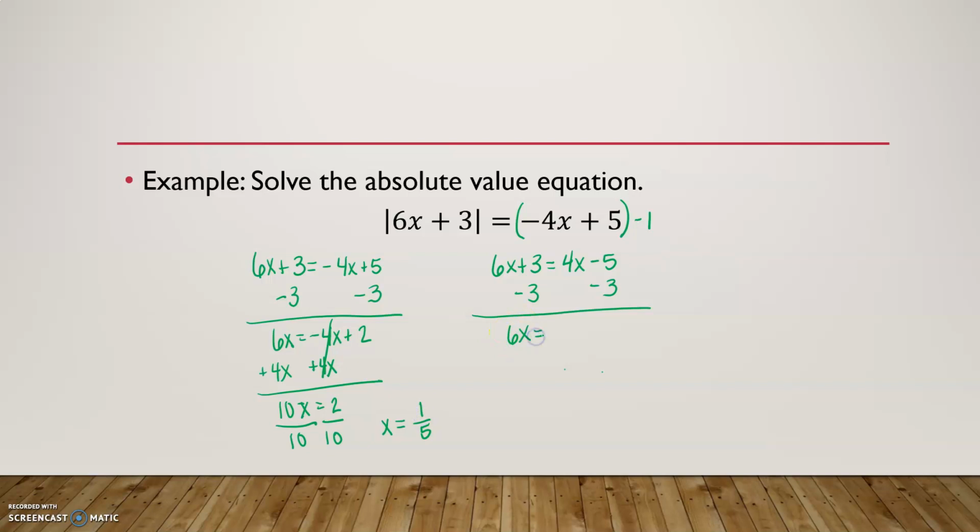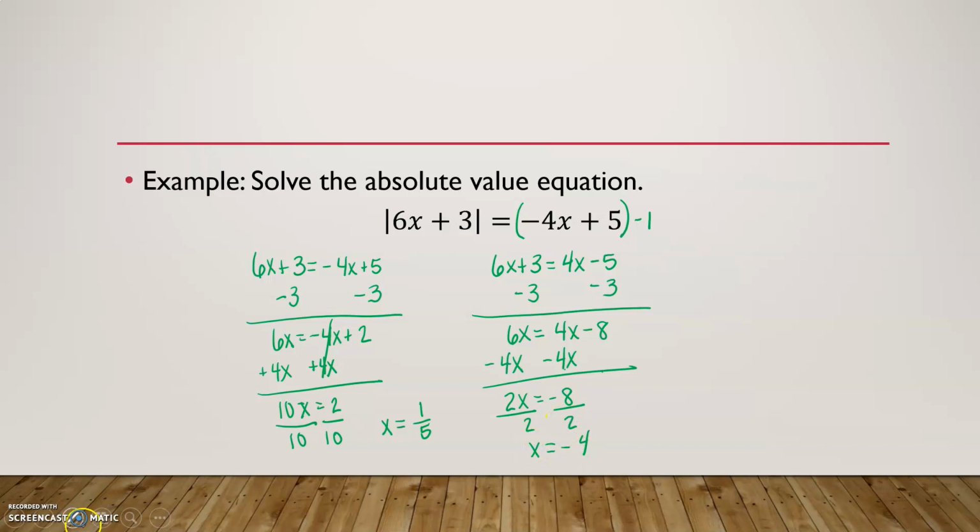6x equals 4x minus 8. Subtract 4x from both sides. And I get 2x equals negative 8. So divide both sides by 2, and I get x equals negative 4.